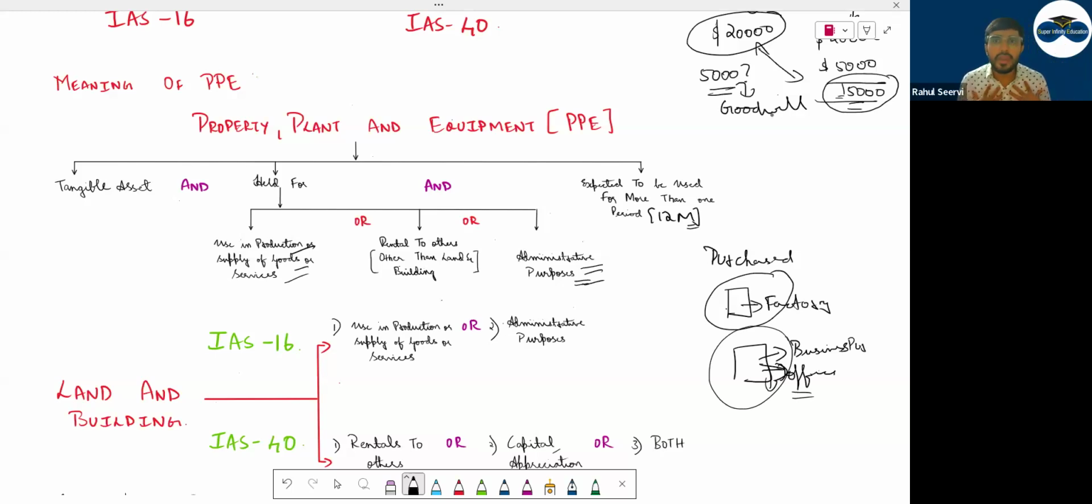If I say my company is a transport company and I have 10 vehicles, can I say that these 10 vehicles also will be PP? Tangible? Can be used for more than 12 months? Can I say this is used to provide service? I am providing service to whom? To the general public. So if I have cars, buses, aeroplanes, etc., this will be PP for me, because I'm using this to do my business. I hope these four things are clear to you.